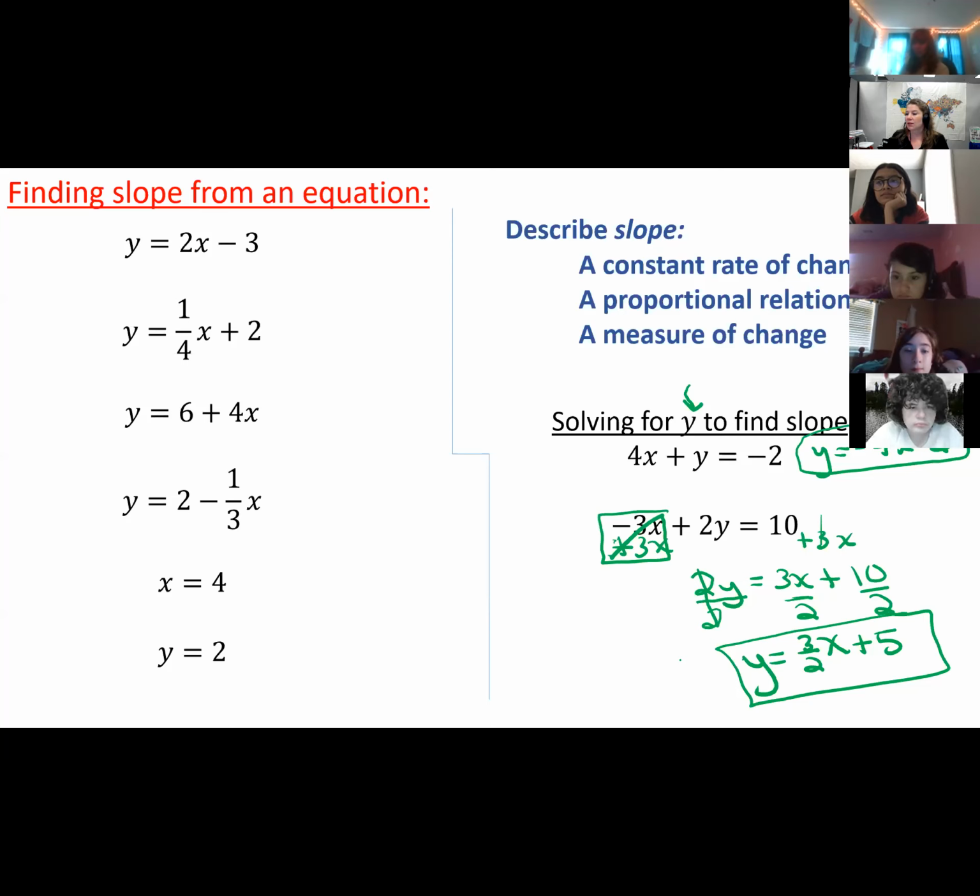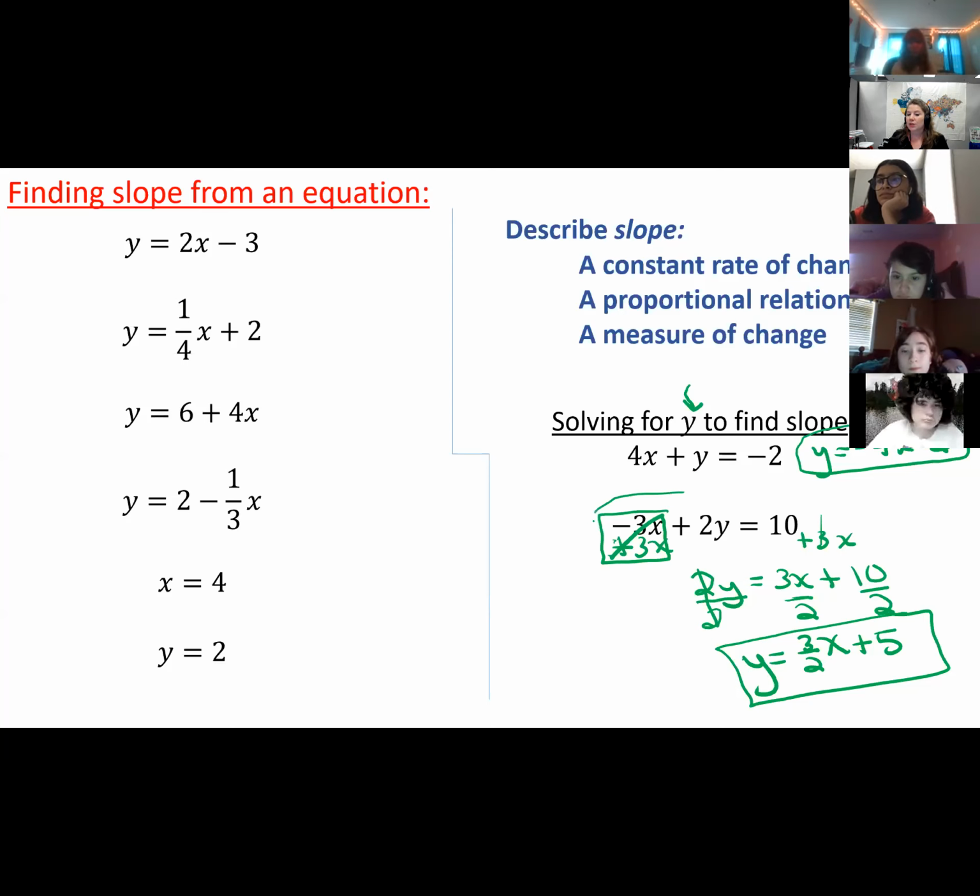Am I going too fast for anyone? No. All right. So now I have it in y equals form. Someone tell me, please, what is my slope? Yes. Good. 3 over 2. My slope is 3/2.